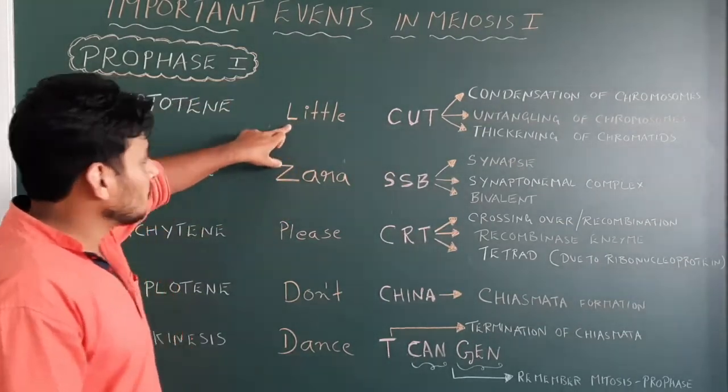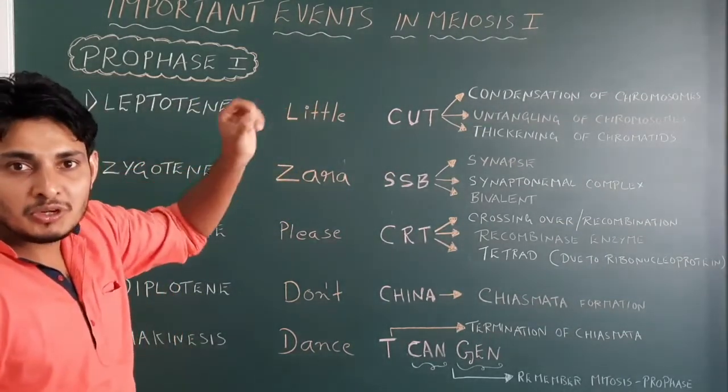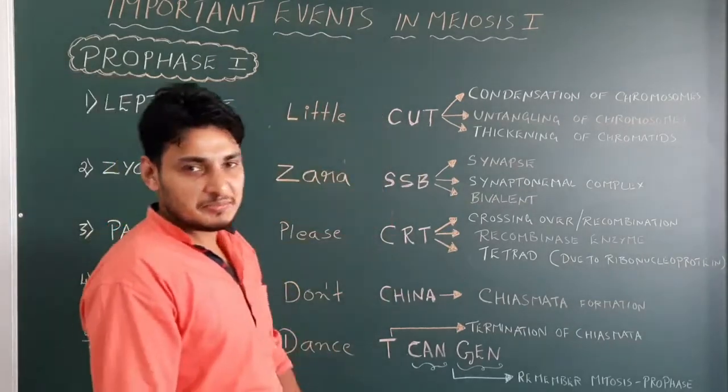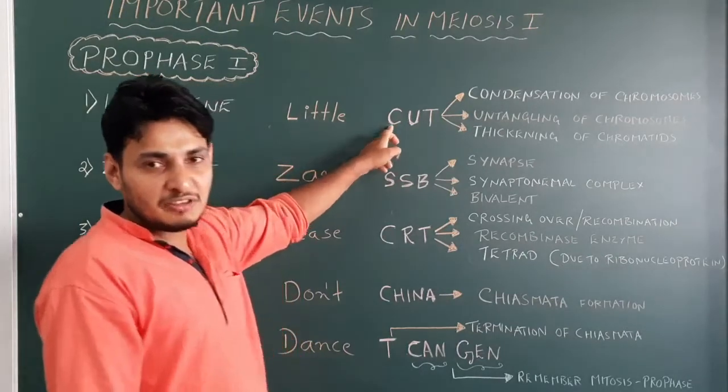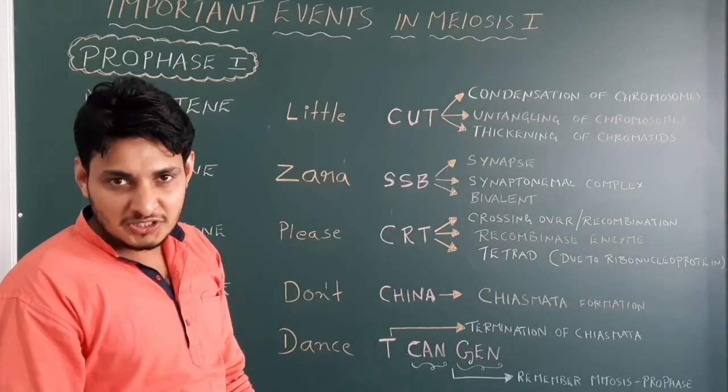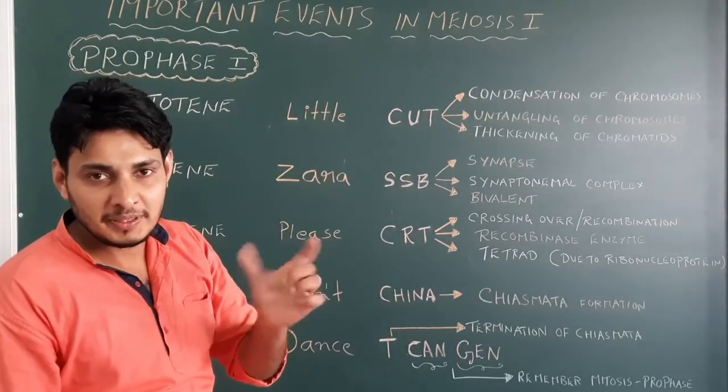So as I was talking about leptotene, little, yes, easy. Now, in the leptotene phase, what you have to remember? Simple, 3 events: CUT, C-U-T. Here, do you remember the process of mitosis?